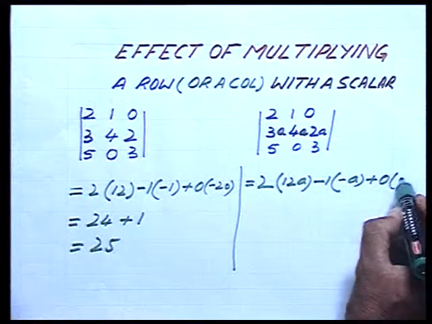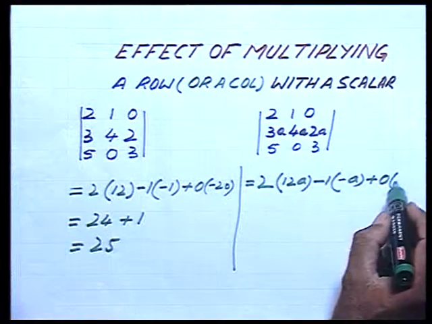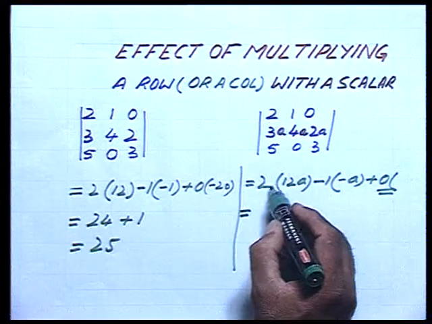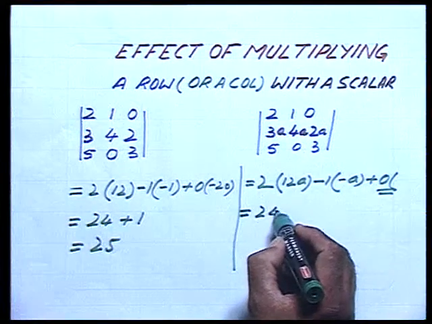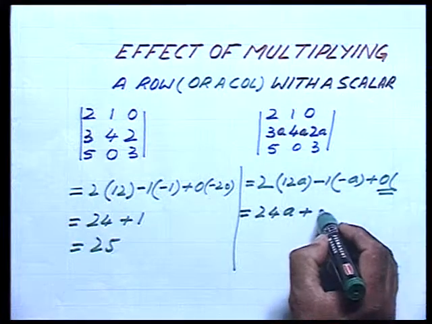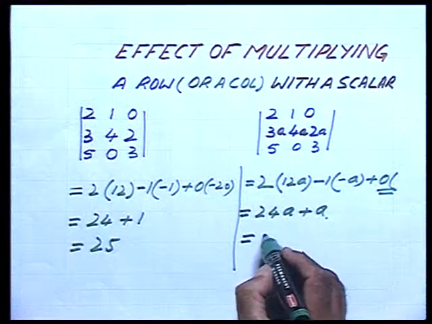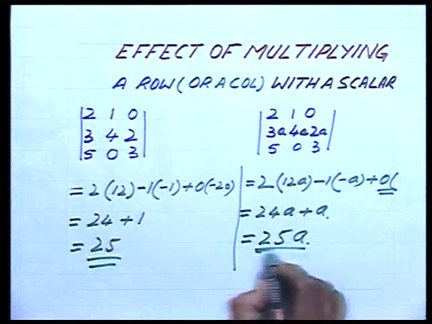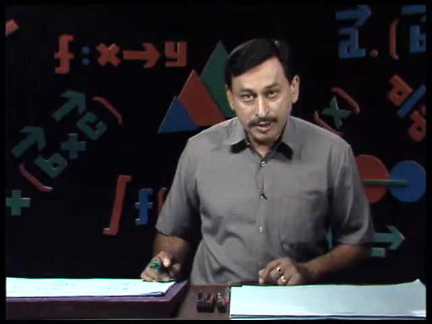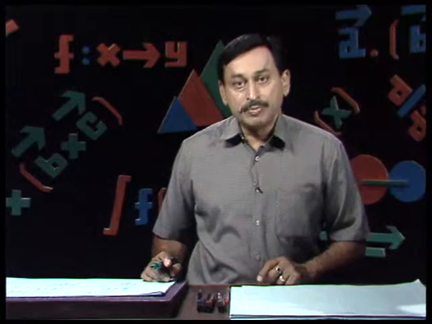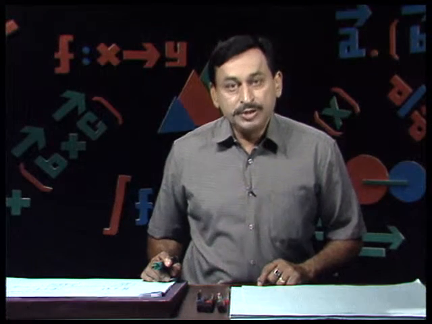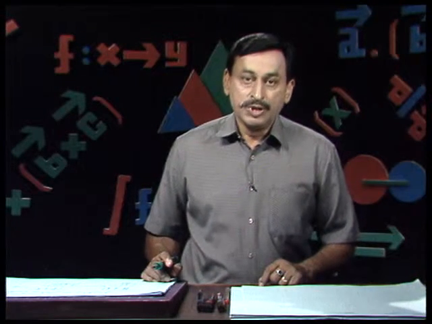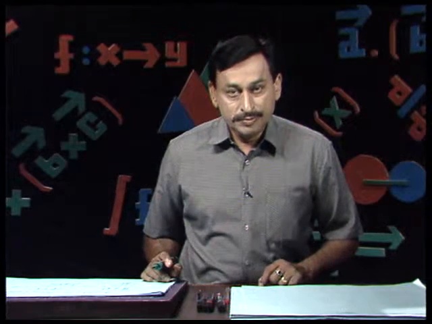And same thing here, 0 times anything does not matter, we do not write this because this is going to be 0. This gives us 24a plus a, which is 25a. Look at the two values. When we multiply just one row or for that matter one column of any determinant by a scalar, the value of the entire determinant gets multiplied by the same scalar.